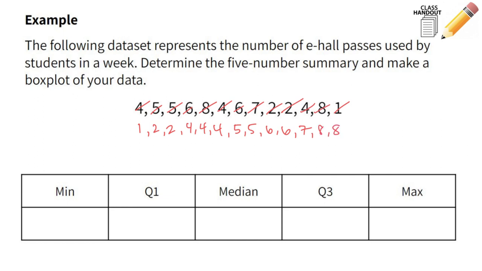Okay, so first off, let's start with the min and the max. So the minimum is going to be the first number of my data set. So my minimum is 1. My maximum is going to be 8. Now we're going to find the median. So we're going to find the halfway point of the data.